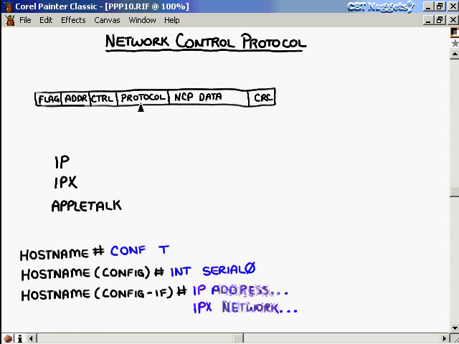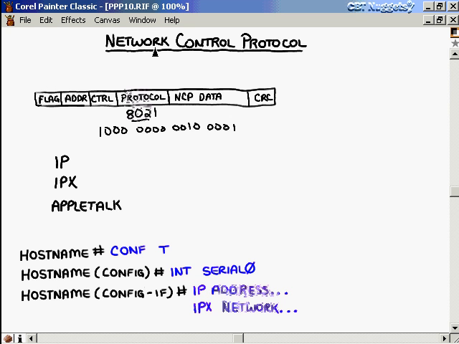So when we're dealing with NCP, the value in the protocol field is going to be 8021. Remember that this is a hexadecimal value. So if you want to know the binary breakout, it's going to be 1000 0000, because here we have an 8, here we have a 0, and it's going to be 0010 for the 2, and then 0001 for the 1. Remember this from our binary discussions earlier in this series. And because we have 8021, the information here is going to be NCP data, or Network Control Protocol data.